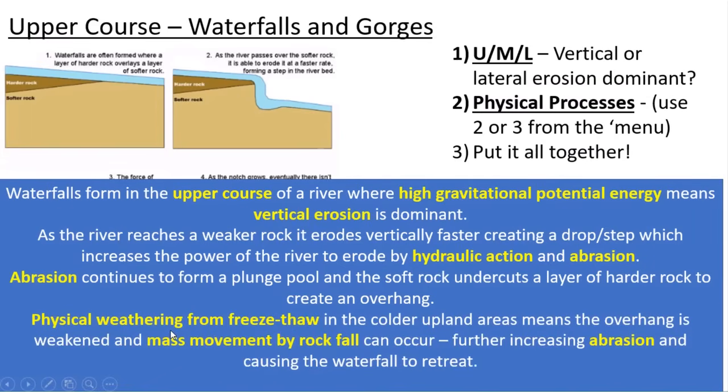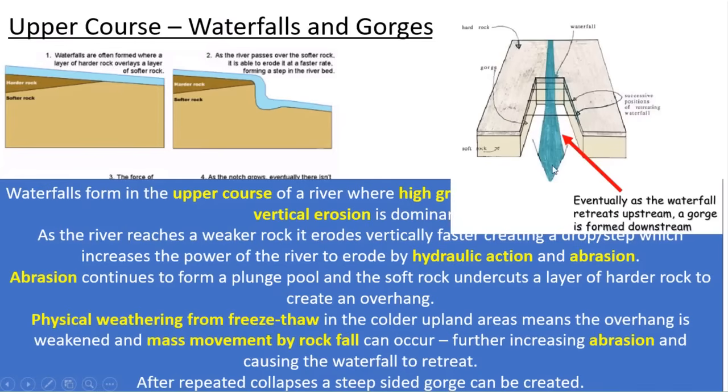Physical weathering from freeze-thaw in the colder upland areas mean the overhang is weakened and mass movement by rockfall can occur, further increasing abrasion and causing the waterfall to retreat. After repeated collapses a steep-sided gorge can be created, which looks a little bit like this. Okay, so as the waterfall moves and the top part, the cap rock, the harder bit collapses, it'll just move back and move back and move back and move back, eventually creating this steep-sided gorge either way.